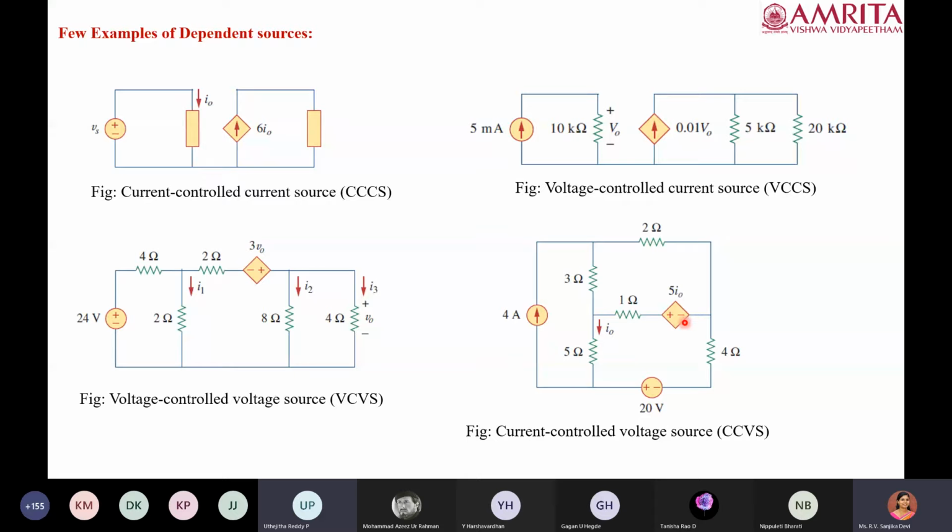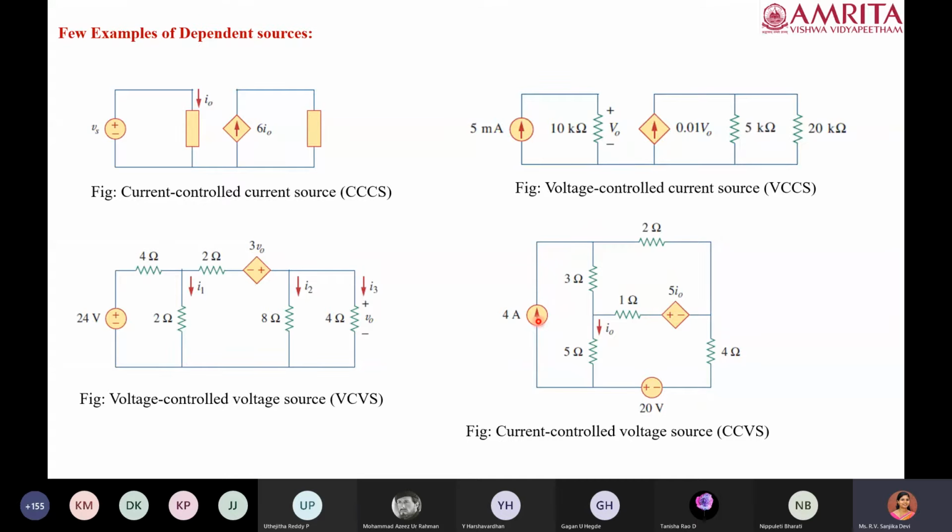Only thing, but there is an arrow mark inside the circle, ma'am. That means it is current source. So why is it not current source? Which one are you speaking of? I'm telling about this 5 I naught. Ma'am, what about 4A, ma'am? 4A is a current source and it is an independent current source. Oh, okay, ma'am. So the circle tells that it is an independent source and the arrow tells that it is a current source.